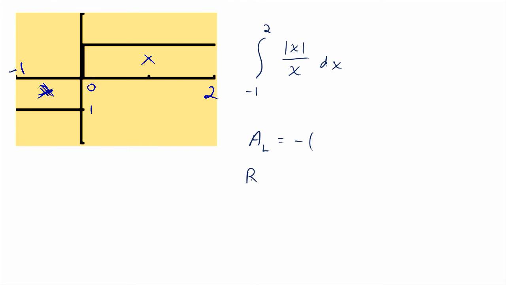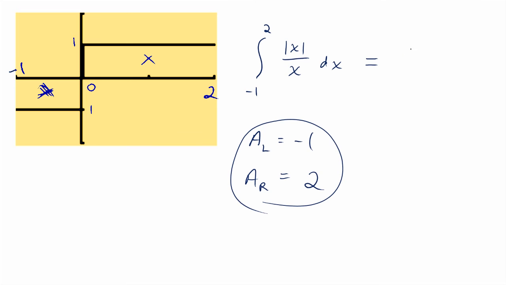What about the area to the right? The rightmost rectangle has a base of 2 units and a height of 1 unit, so that area would be positive 2. Now we can evaluate the definite integral from negative 1 to 2. It's the cumulative area from negative 1 to 2. So when we add these two together, we get positive 1.